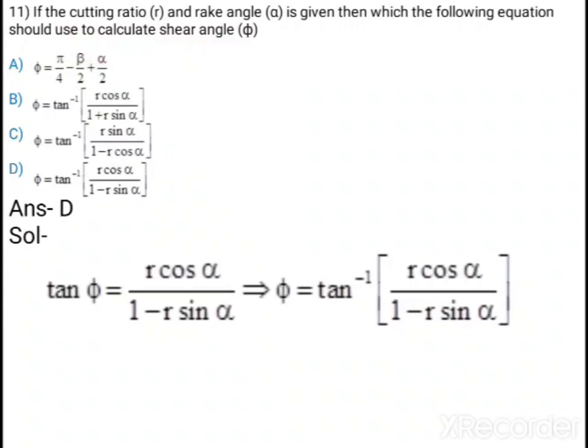So you will go for tan phi is equal to R cos alpha divided by 1 minus R sin alpha, and that phi is nothing but tan inverse of R cos alpha divided by 1 minus R sin alpha. So option C does not match. Yes, D is the right answer for that. Very easy formula based question.